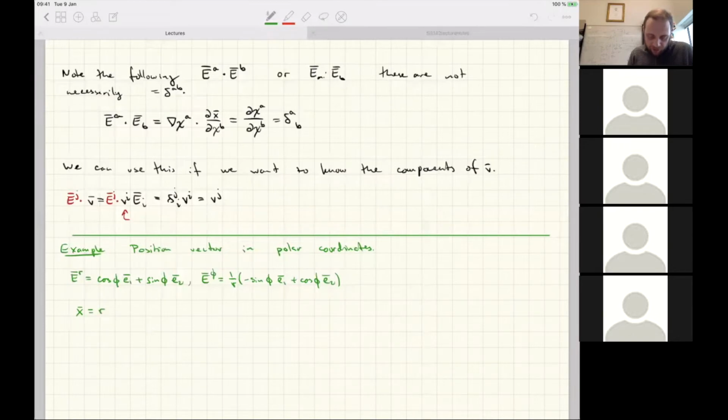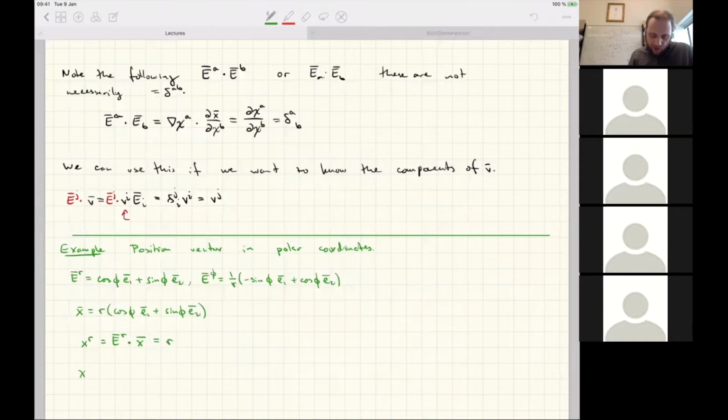We wrote it down before. It was R cosine phi E1 plus sine phi E2. So if I now want to know the R component of this, the contravariant component in the R direction, I would take this E^R and multiply it by X. As you will see, the first term will give you cosine squared, the second term will give you sine squared. So that's 1 multiplied by R. So this is just equal to R.